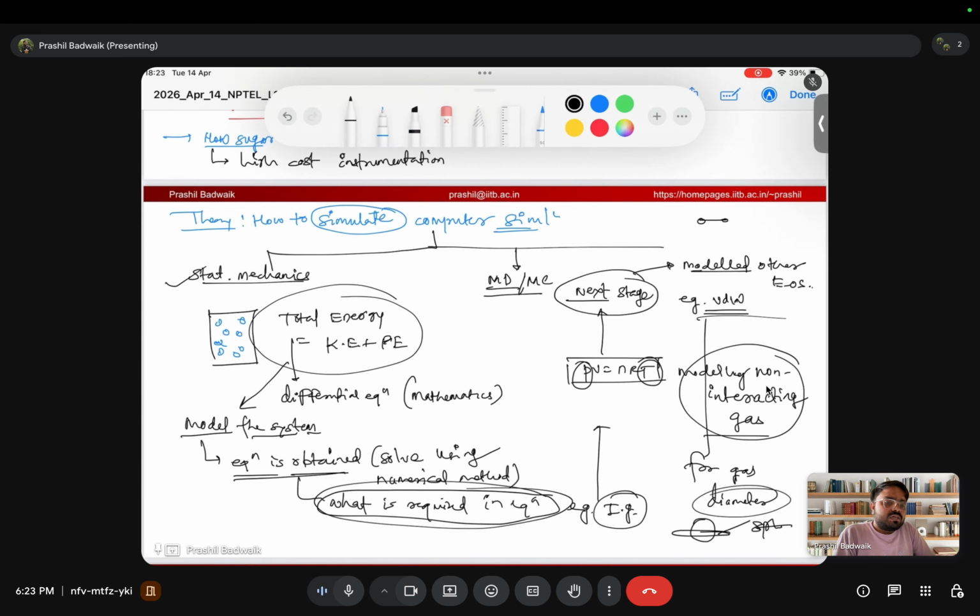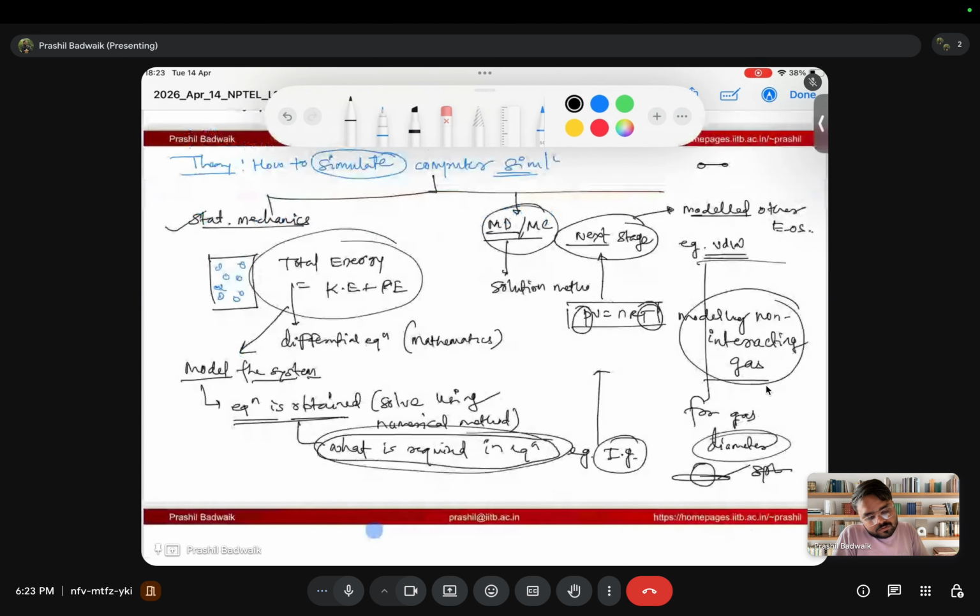In these simulations we do the same. We have some equations that we solve, correct? And these are nothing but solution methods. So the theory is the same, the only thing that is changing is the solution method. Ultimately what is our aim? Our aim is to find the properties, and that should match experiment.